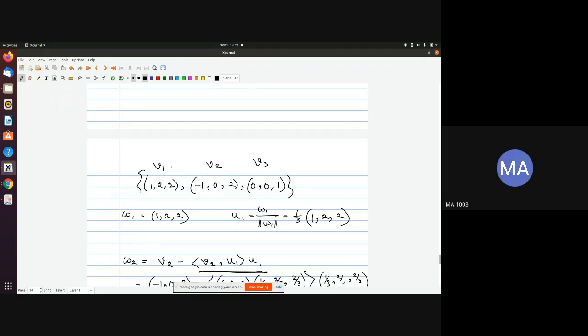No, that will be different. Because ordering is important for a basis. The matrix representation depends on ordering. So the order of a basis is really important, and you should maintain the order.